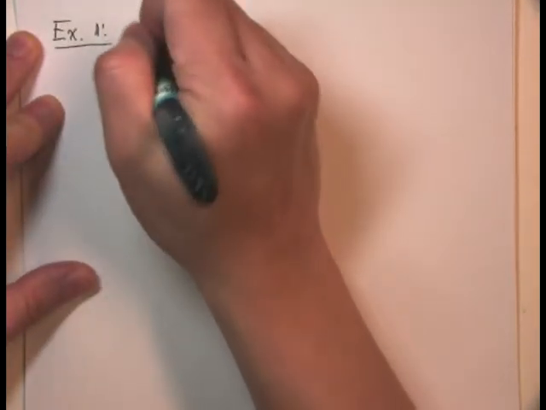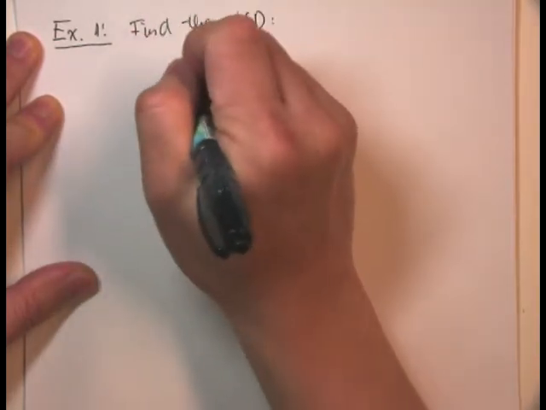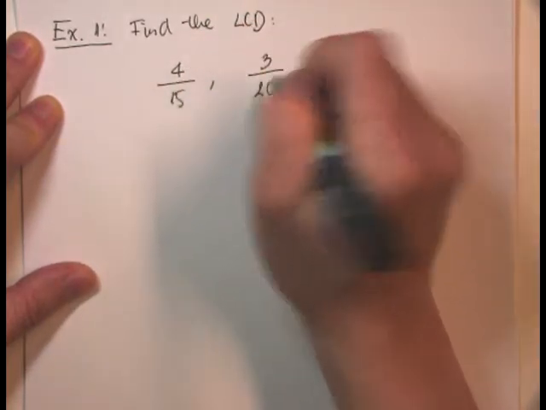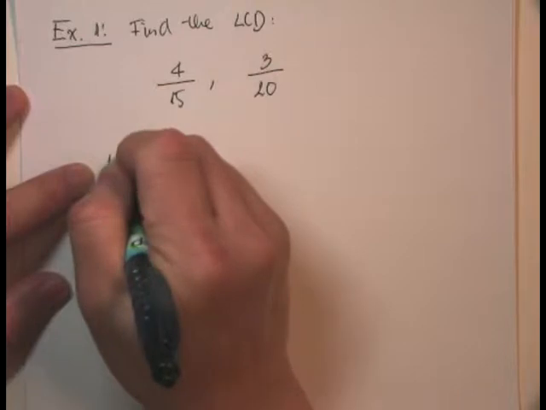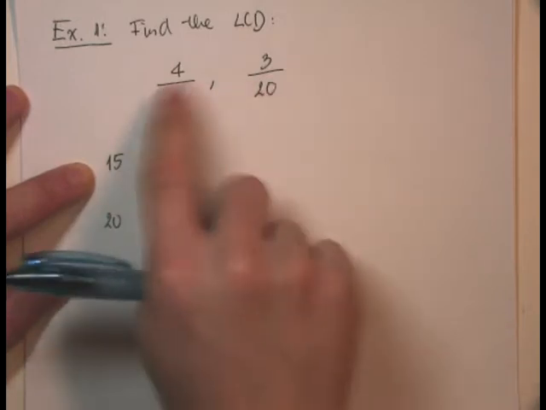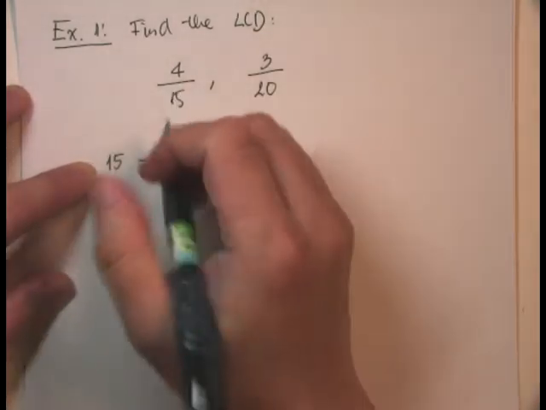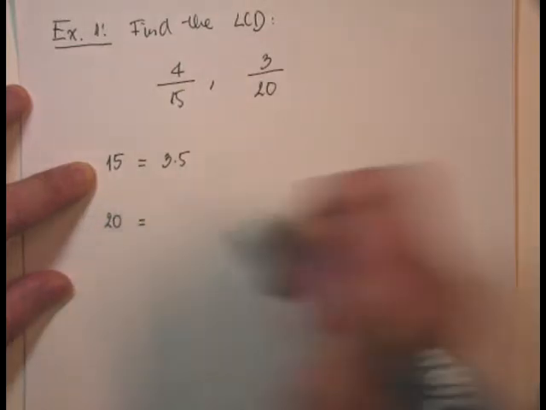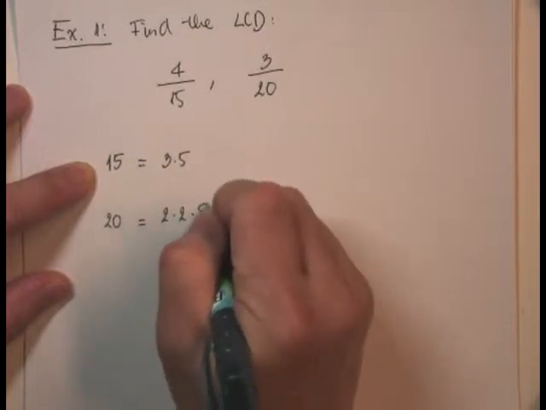In the first example, let's say we're trying to find the LCD, and the two fractions are 4 over 15 and 3 over 20. Step number 1 is making a list of all prime factors from each denominator. Here I have two denominators. The first denominator is 15, and its prime factors are 3 and 5. In my second denominator, the prime factors are 2 times 2 times 5.